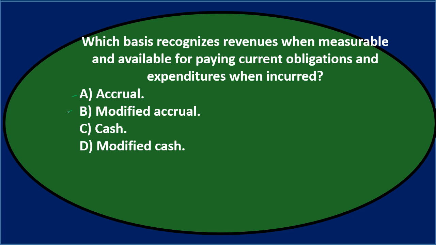C, cash. That doesn't sound right. Revenues when measurable and available, it doesn't say anything about cash. And modified cash doesn't sound right either. It sounds like something similar to an accrual, but modified accrual, and that's what we're going to go with. That's the final answer. Which basis recognizes revenues when measurable and available for paying current obligations and expenditures when incurred? B, modified accrual.